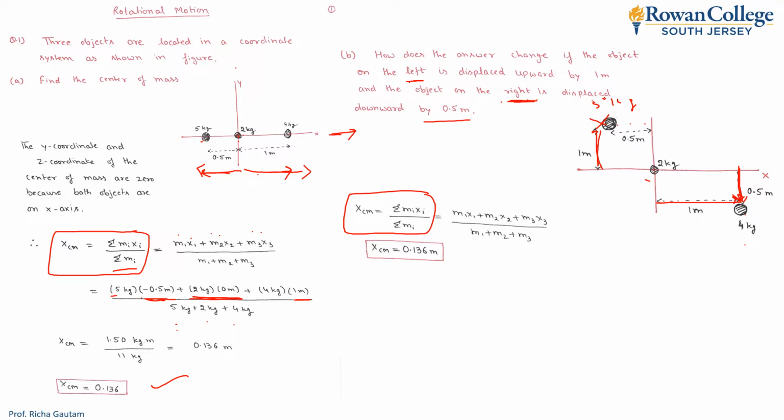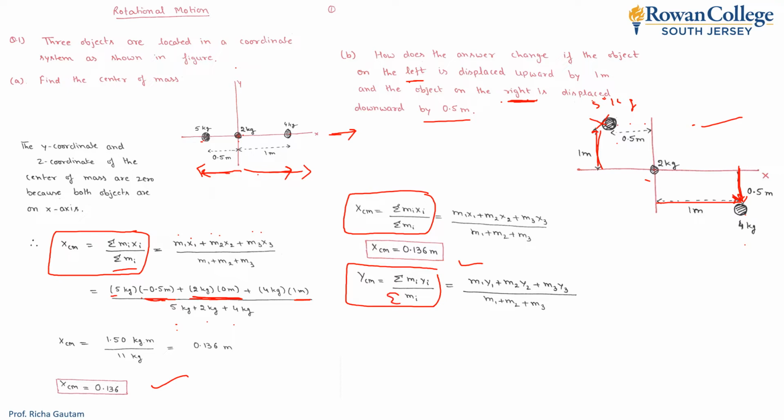So we are just going to plug in the same numbers for the x-coordinate, and you will get the same number for the x-coordinate of the center of mass, because all the x distances are still the same in this figure. But the y-coordinate of the center of mass is the summation of m_i y_i divided by the summation of m_i.